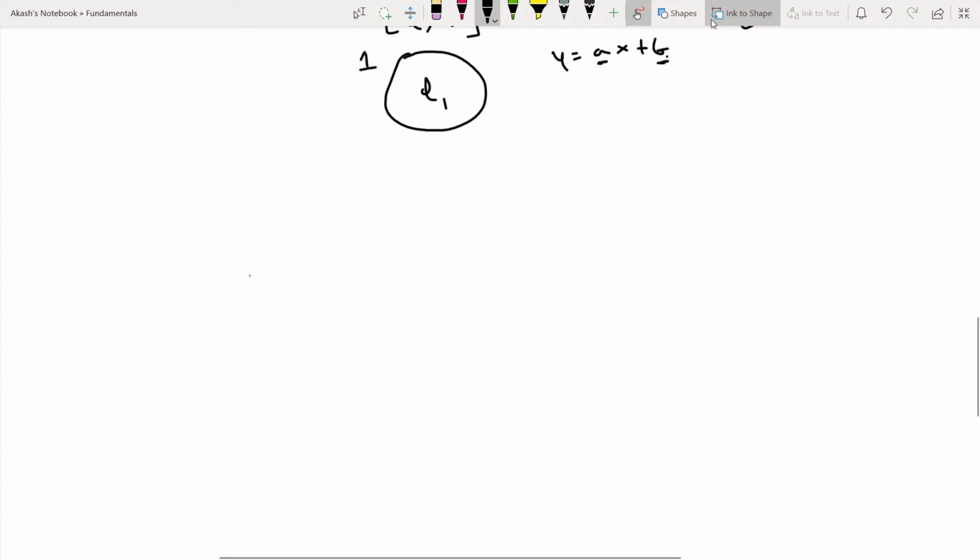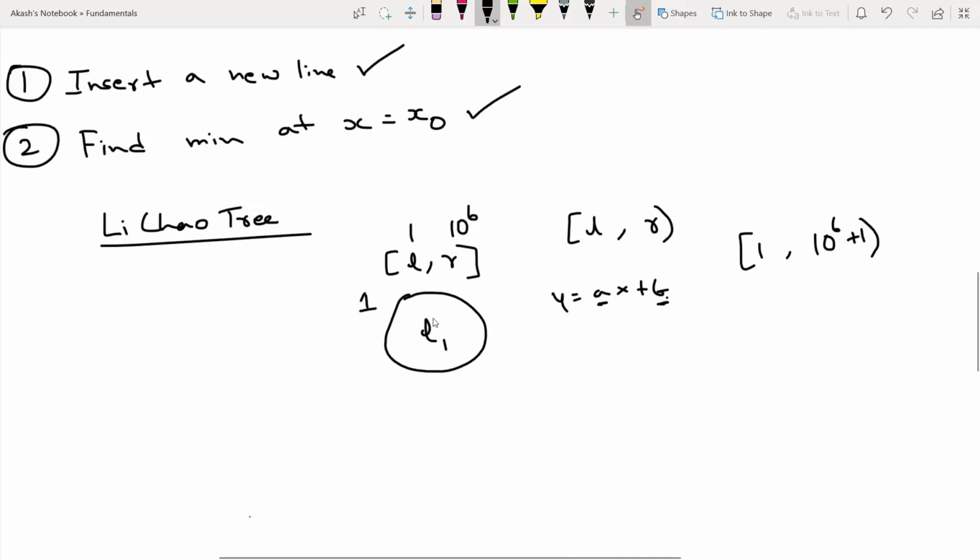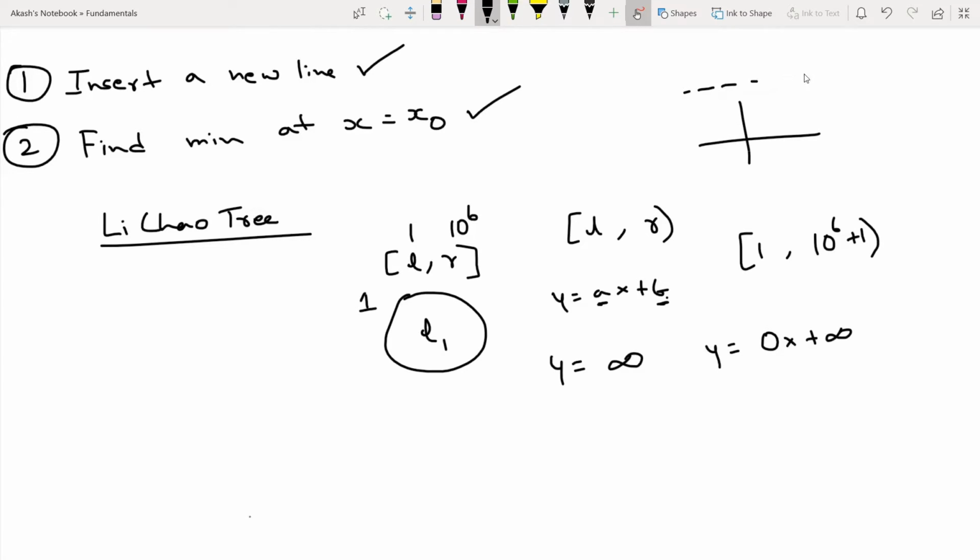So what is a dominating line? Initially we will assign all node values to be the line y equals infinity. It can be written as y equals 0x plus infinity. So it is a line which is initially at infinity, whatever the value of x. So why have we initialized it this way? Infinity is a very large number.